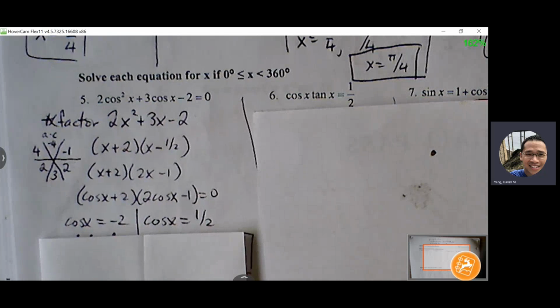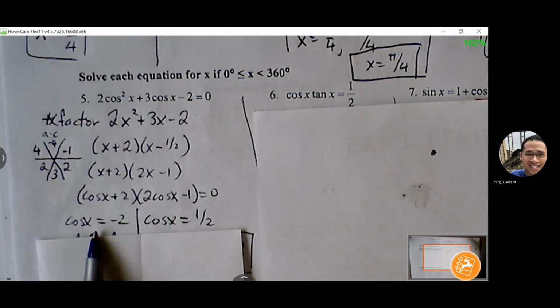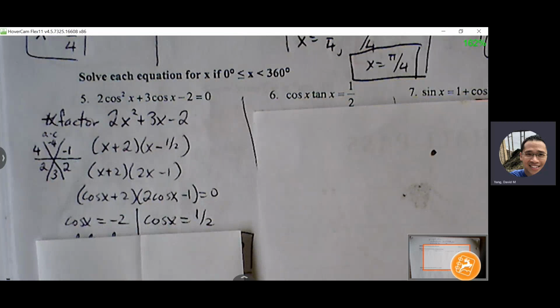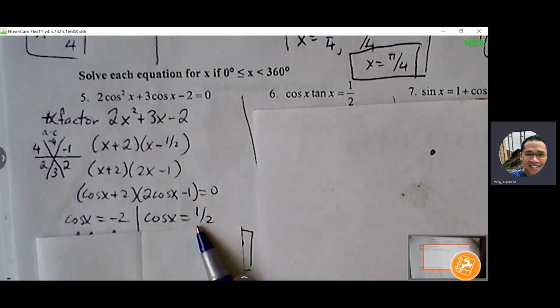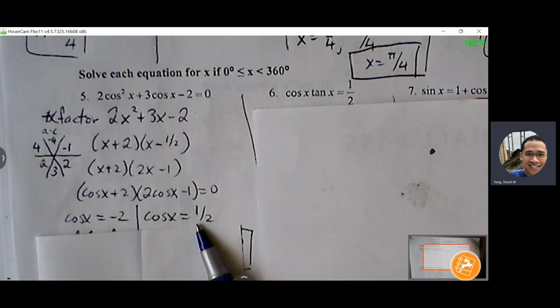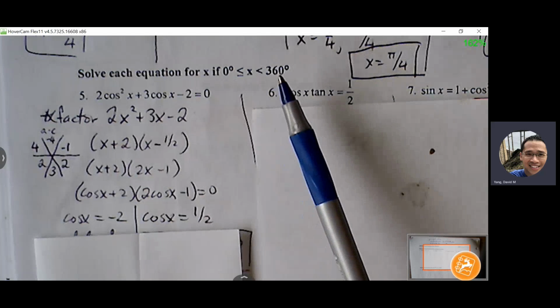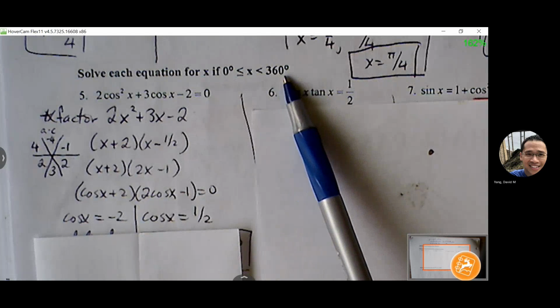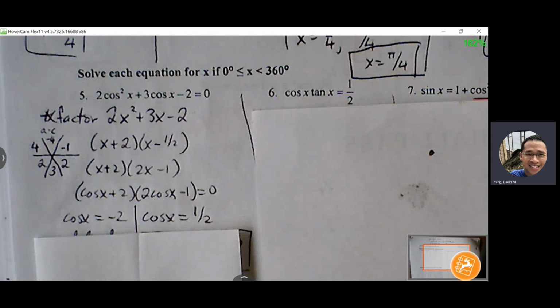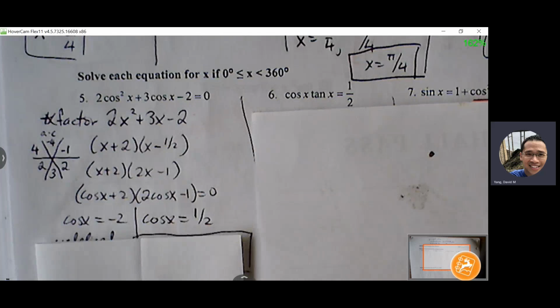Okay, so when is cosine equal to negative 2? Undefined, right? Cosine is only going to oscillate between negative 1 and 1. Okay, where's cosine equal to 1 half? Yeah, pi over 3, which degree-wise is 60 degrees. But it's also asking for the other one. So 5 pi over 3, that means I'm subtracting 60 degrees from 360, which is 300, right?